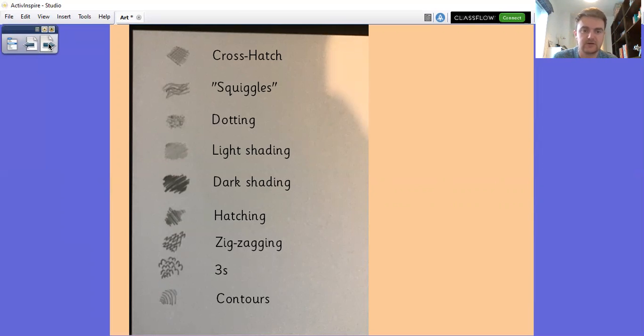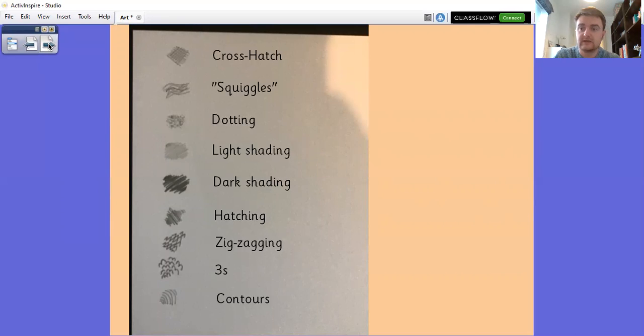Hatching is lots of straight lines just in one direction. Again, that can be quite useful for smoke. It can be quite useful for doing a different pattern with wood, for example. Zigzagging and threes are that way of adding different textures to it. Threes are quite useful in the sky. I would say if we had colored paper, threes for clouds would be really good. Zigzagging for things such as grass can be really, really effective in different shades of green. And then contours can be used to make something seem like it's further away than it is.